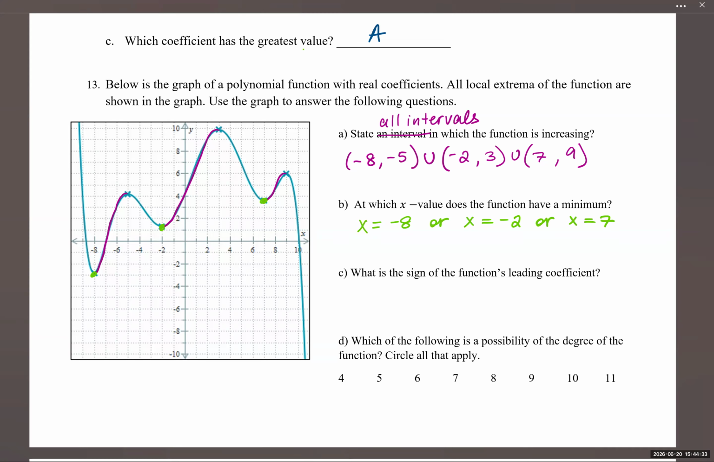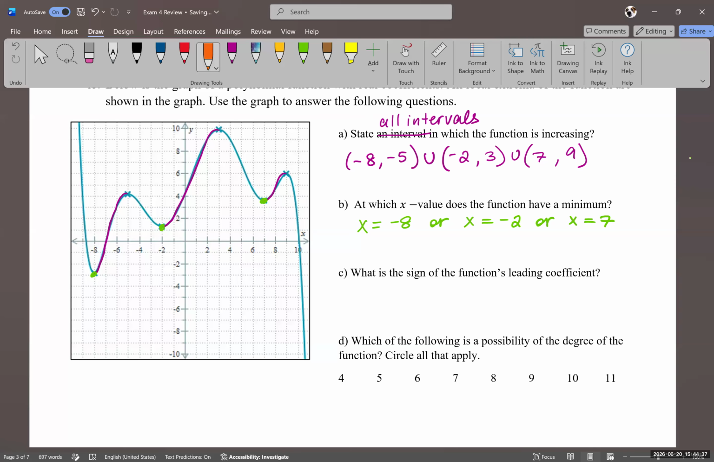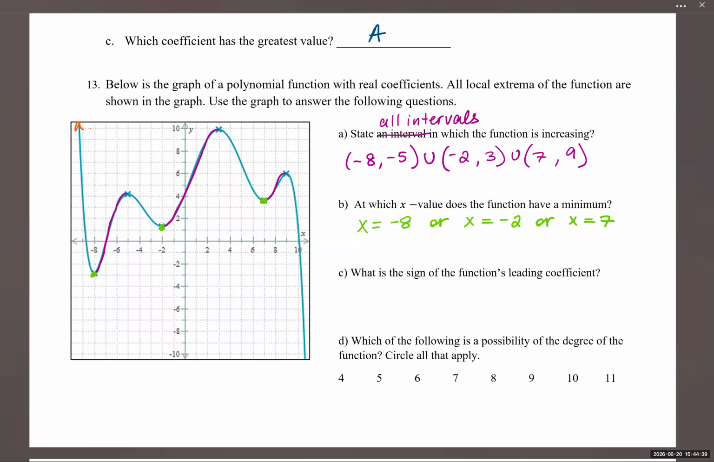What is the sign of the function's leading coefficient? That is determined by the end behavior of the function. We have left hand pointing up and right hand pointing down. So it looks like this. This is an indicator of a negative leading coefficient.